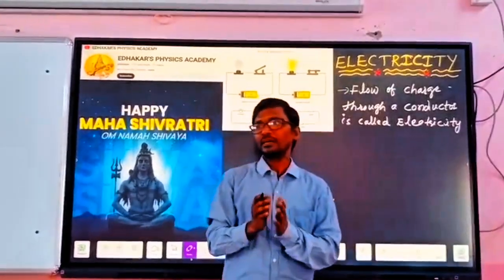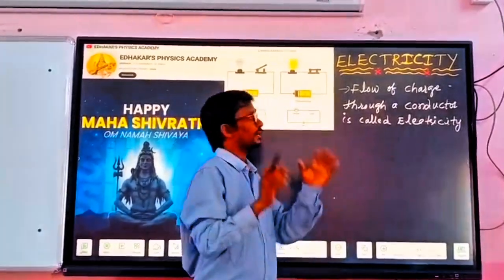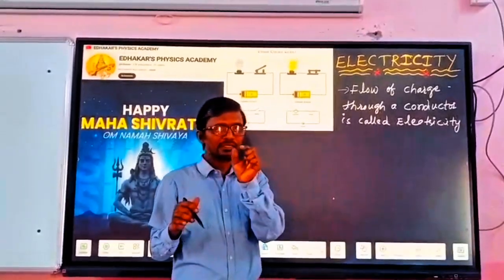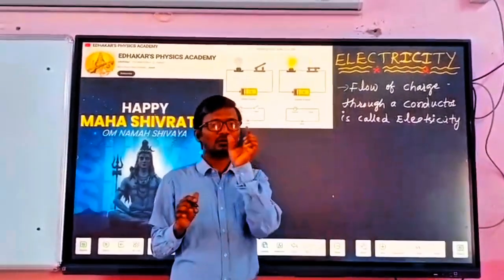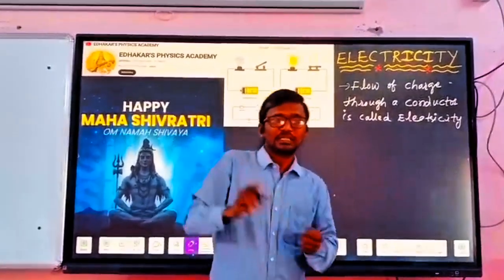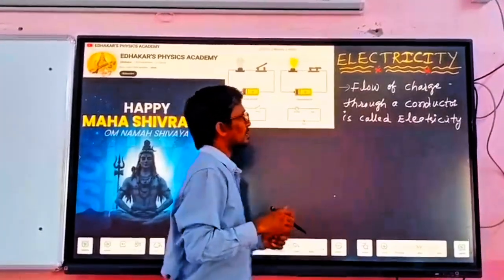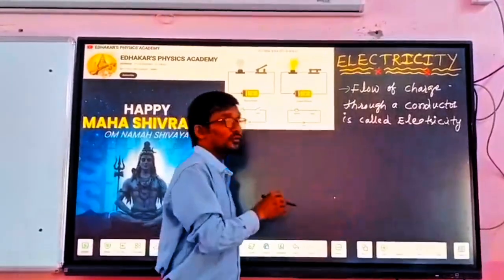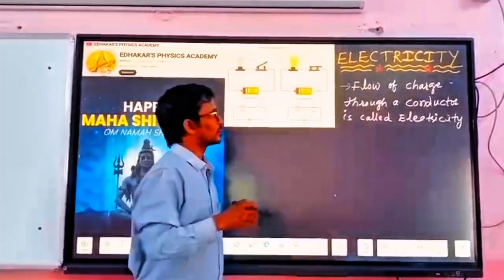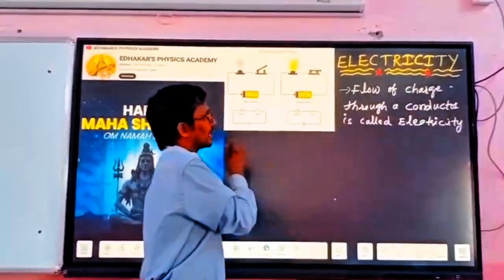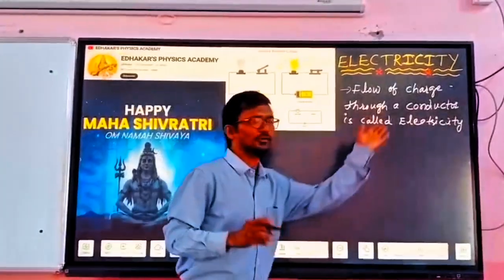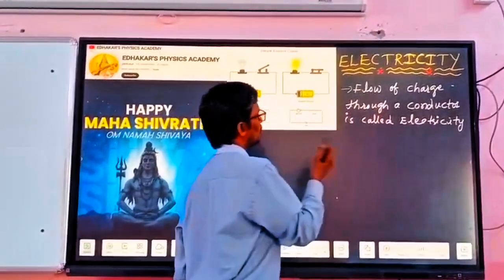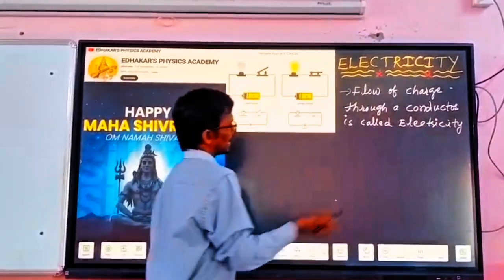If you take any material, small particles are present, that is atoms. Inside the atom, electrons are present. Electrons are negatively charged particles. When these electrons flow through that material, the negative charge also flows. This flow of charge through a conductor is called electricity.